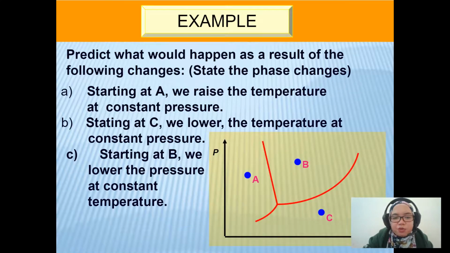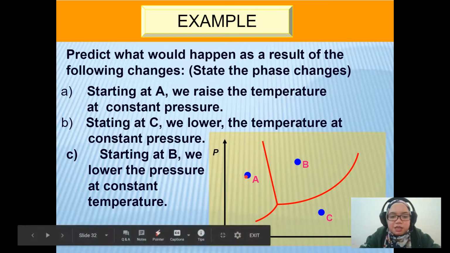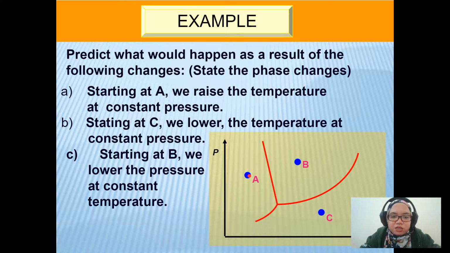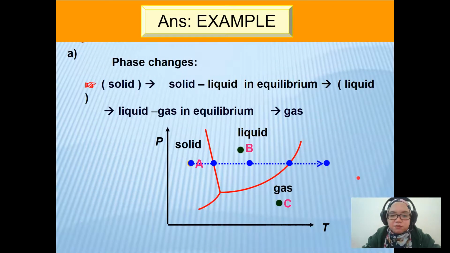Okay, next. Predict what would happen as a result of the following changes. State the phase change. Okay, starting at A, we raise the temperature at constant pressure. So, constant pressure does not change. It only increases temperature. Starting with A, solid will change into liquid at the solid-liquid line, then go to the liquid-gas line, go to gas. Third. Yes. Okay.